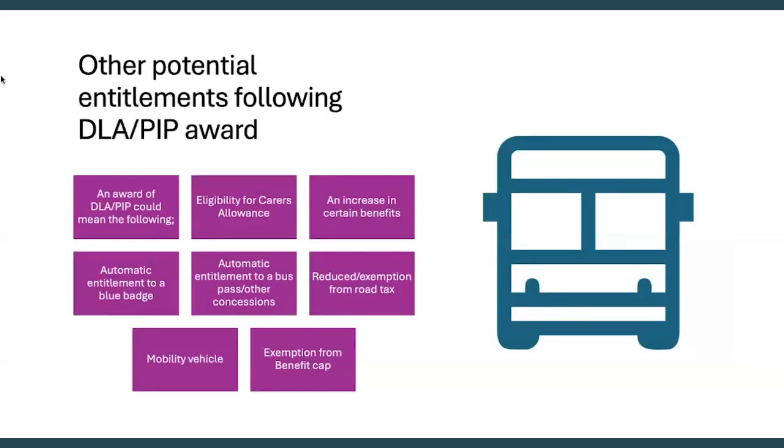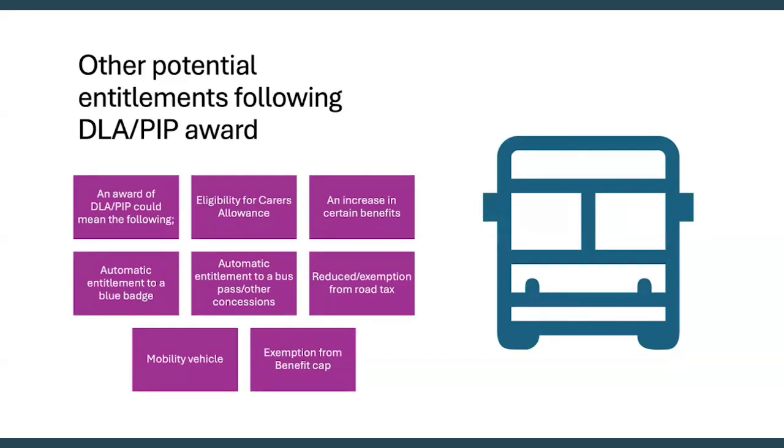So if a DLA claim or even a PIP claim was to be awarded, these are other entitlements that may arise as a result. If a child is awarded DLA at least the middle rate for the care component, there may be an eligibility for carers allowance for a parent if they're eligible for that. There may be an increase in certain other means tested benefits, so disabled child elements in universal credit or potentially carer elements and that sort of thing.